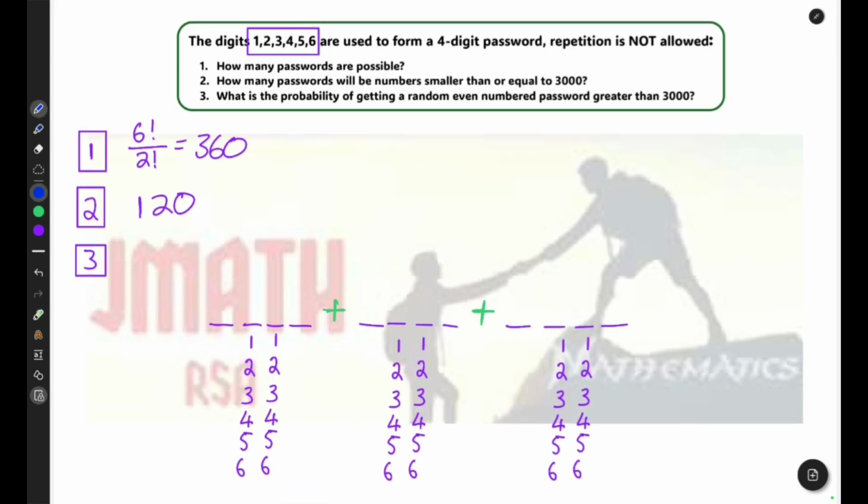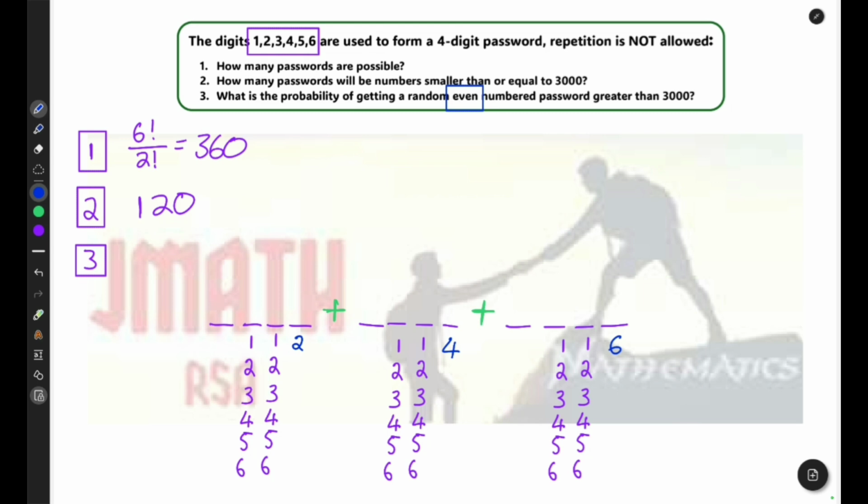So the only way to make absolutely sure that nothing repeats is to do 3 separate scenarios. How do I know it's 3 separate scenarios? Because they said it must be an even numbered password. That means in the last space, this can be either a 2 or a 4 or a 6. So to make sure there are no duplicates, I'm going to say this first block ends with a 2. The second one ends with a 4. The third one ends with a 6. Now, because I'm setting 3 different scenarios, I must add each one separately.